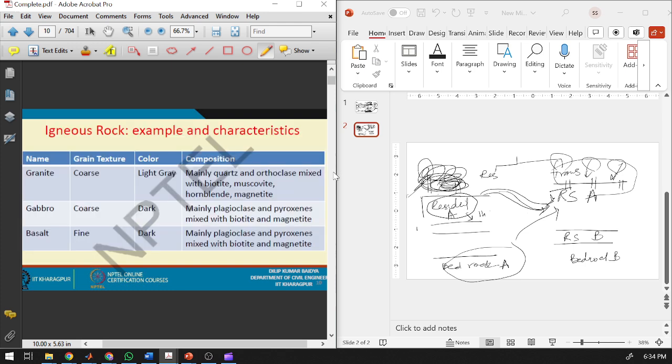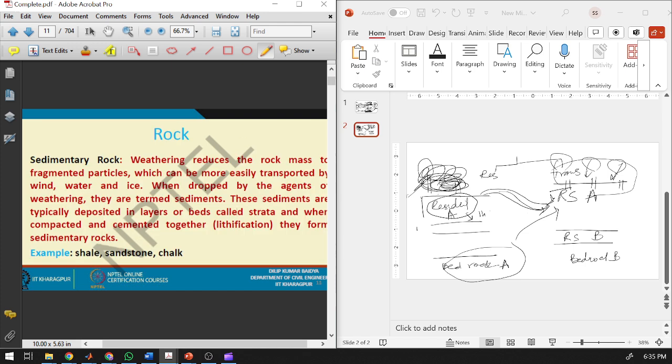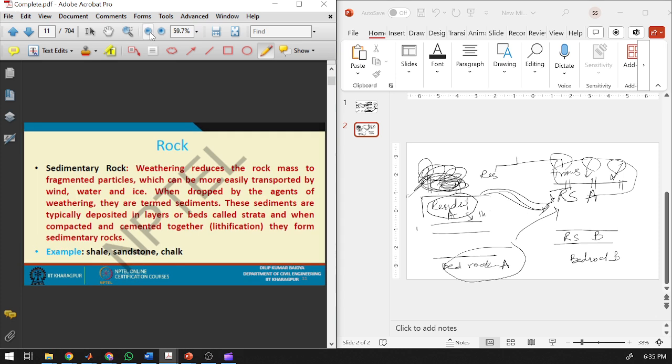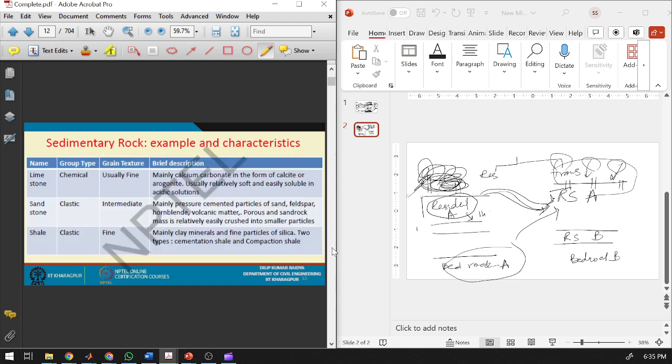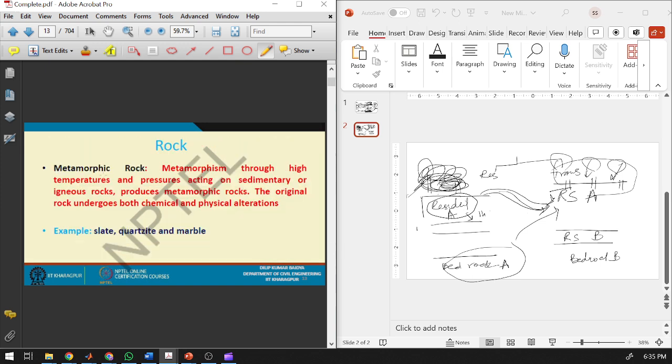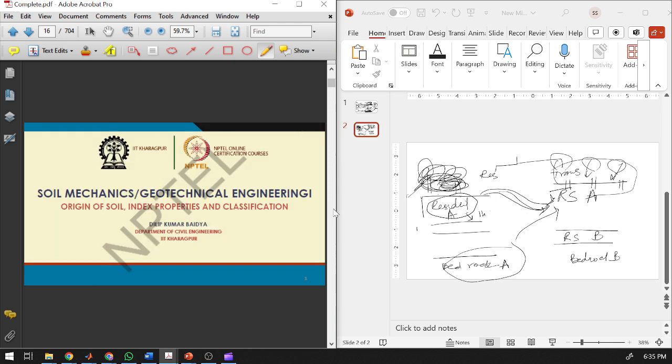And then there are some examples. I'm going a little fast because there is a lot to cover in 2 hours. So I will be moving a little fast and I will be focusing on some more important points. Sedimentary rocks, as I mentioned, are due to transportation: sandstone, chalk, shale. Metamorphic rocks: through high temperature and pressures acting on sedimentary rocks or igneous rocks, we produce metamorphic rocks. Okay.